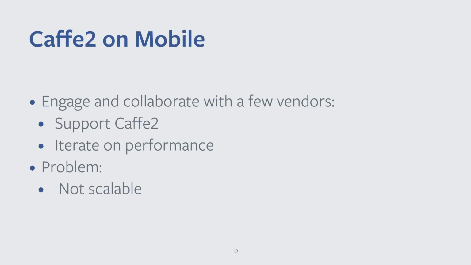Our story on mobile is, the way we deal with mobile is we engage and collaborate with a few vendors closely. On the mobile space, there are some companies that have more chipsets than others, so we pick a few and work with them very closely, ask them to support Caffe2, and then we iterate on performance with them. So we have people working on our side, and we have people working on their side, and we have frequent meetings to improve the performance.